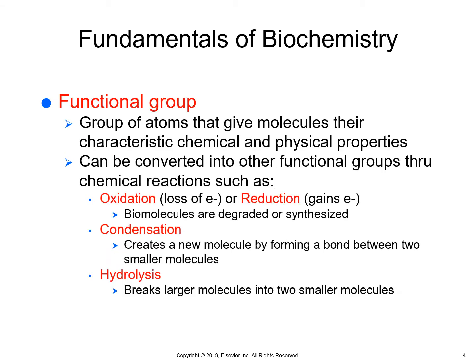We have functional groups. So functional groups are groups of atoms that will give a specific molecule its characteristics. It makes it what it is. It can be converted into other functional groups through chemical reactions. So by oxidation, which is a loss of an electron, or by reduction, which is where a molecule or an atom will gain an electron.